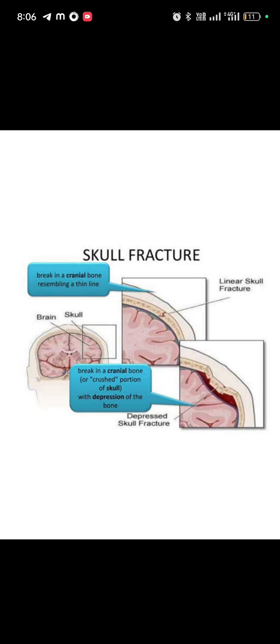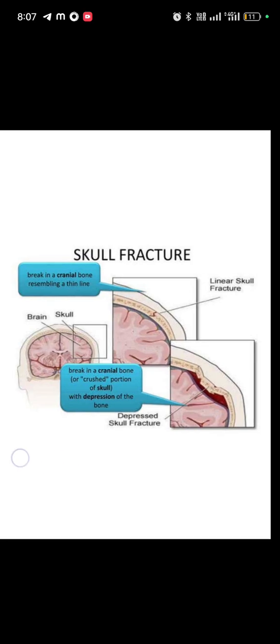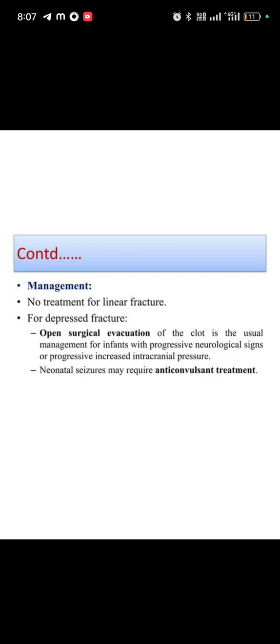You can see in this picture a linear skull fracture. You can see one S type symbol there. In the first picture you can see the line, but in the third picture it's a little depressed inside. This is skull fracture. What will be the management? There is no treatment for linear fracture, but for depressed fracture, open surgical evacuation. And if the neonate has seizures, we have to give anticonvulsant.